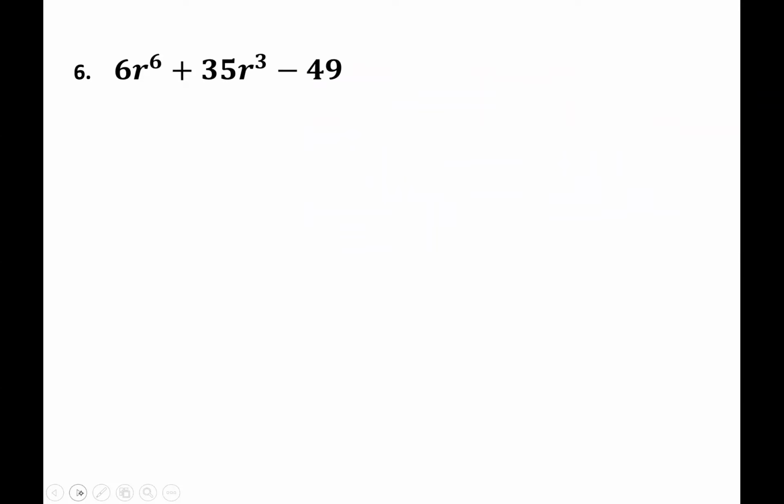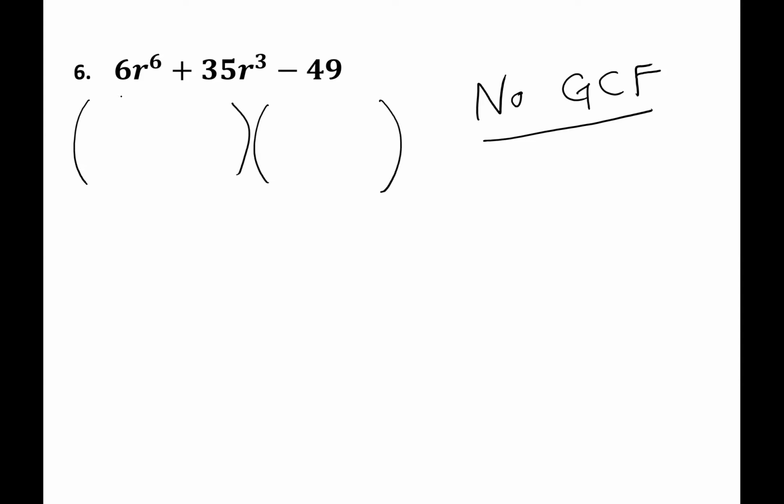Okay, number 6. I'm looking at it looking for a GCF. I saw the higher exponent and I was ready to factor something out, some kind of factor of r, but that last term doesn't have an r. There's actually no GCF here. Okay, so there is a higher degree. That's okay, we've seen that before. What I mean by a higher degree is this exponent at the beginning is higher than 2. So the problem is 6r to the 6th plus 35r to the 3rd minus 49.